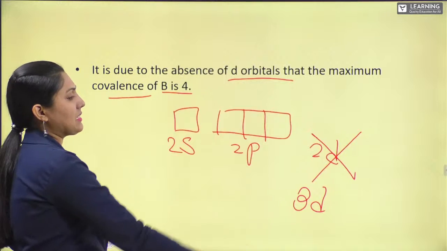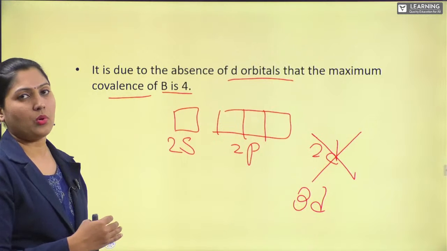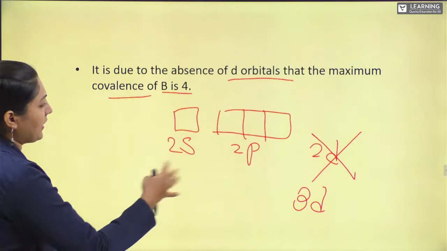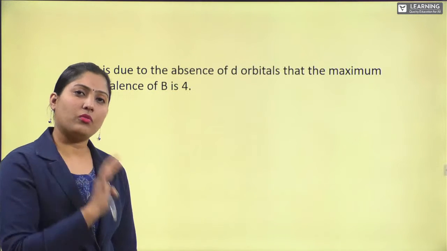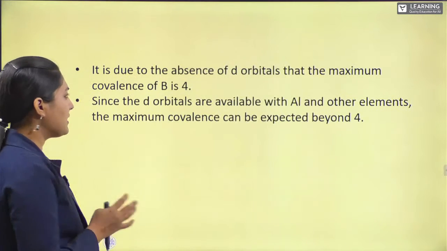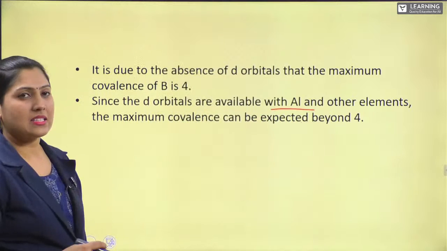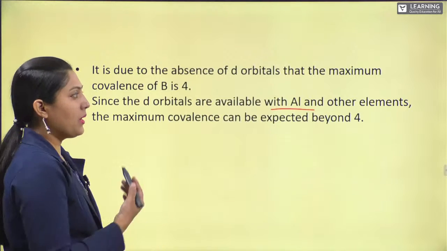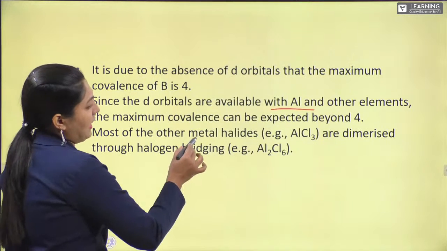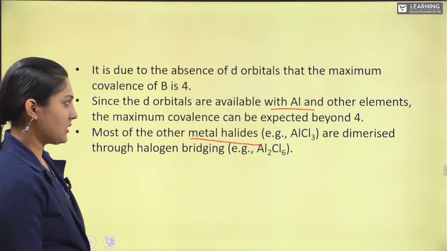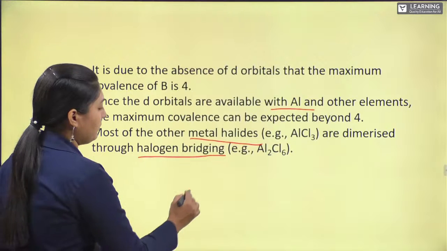For aluminium, you can extend it. Why? Because aluminium has d orbitals, and down the group, all others other than boron have d orbitals. So the covalency limit of 4 applies only to boron. Since d orbitals are available with aluminium and other elements, the maximum covalency can be expected beyond 4. It can be 6 and more. Most of the other metal halides like aluminium chloride are dimerized through halogen bridging. As I showed you, aluminium chloride.